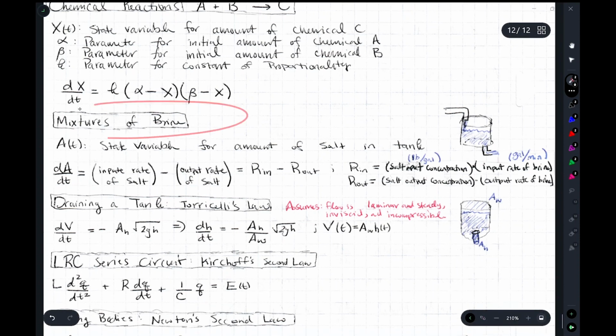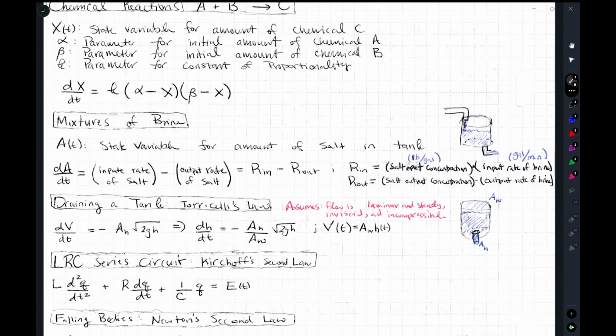What about mixtures of brine? These are common. Brine is a mixture of salt and water. And you want to know the amount of salt in a tank. You want to know the absolute value, not just the concentration, but how many pounds of salt is in a tank?